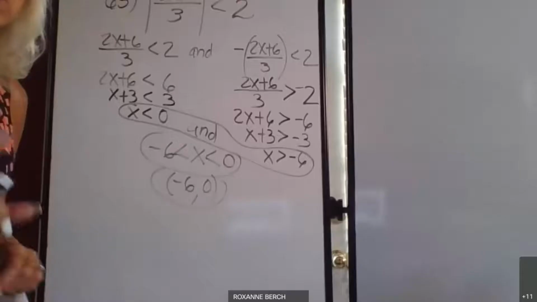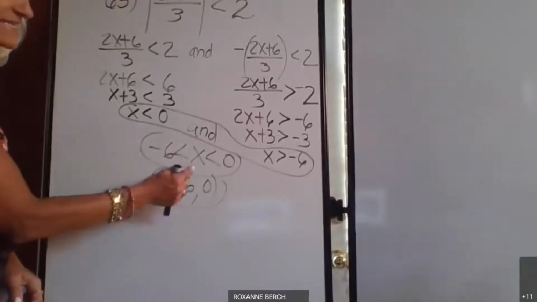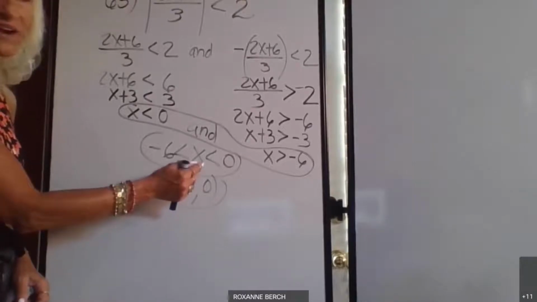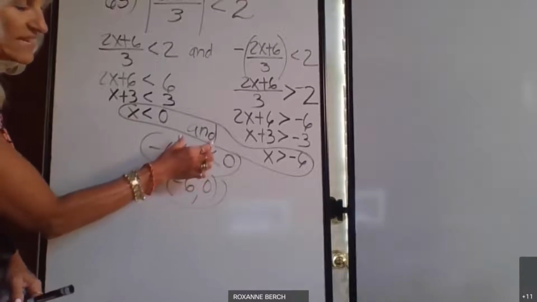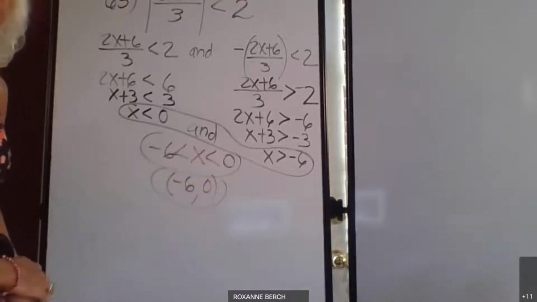Now, remember, you can only write an and like this. You cannot write an or like this. So ands always have these less thans or less than or equal to.